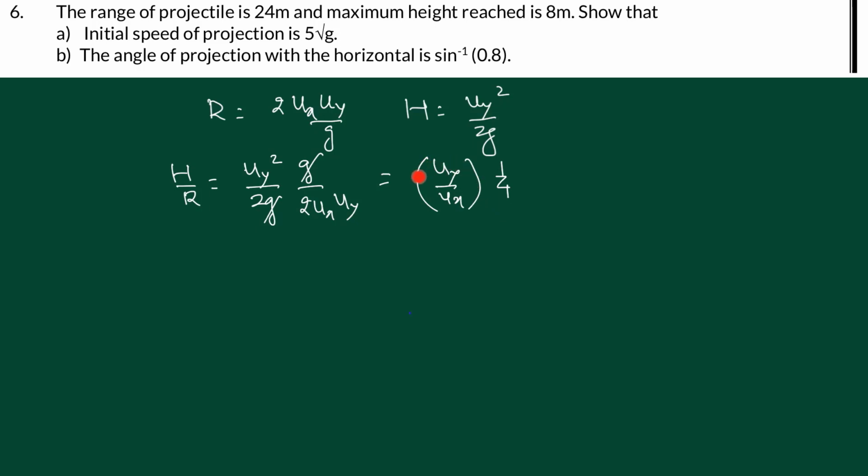From vector, you know, y component by x component of a vector is equal to tan of theta, where theta is angle between vector and positive x-axis. So for this uy by ux we can write tan theta, so it becomes 1 by 4 tan theta equal to h by r. Substitute value of h and r. h is 8 meter, r is 24, is equal to 1 by 4 tan theta.